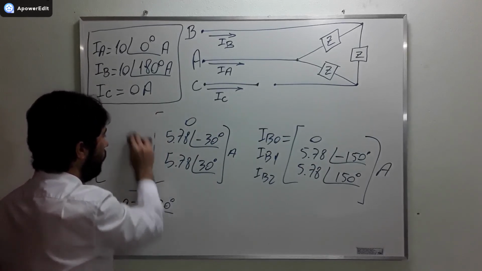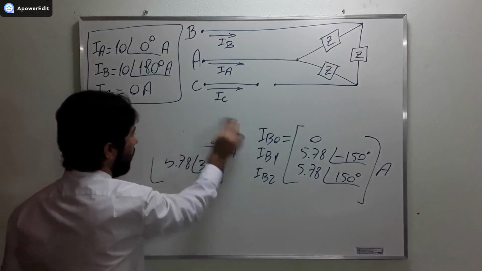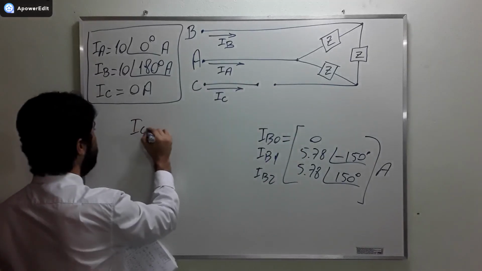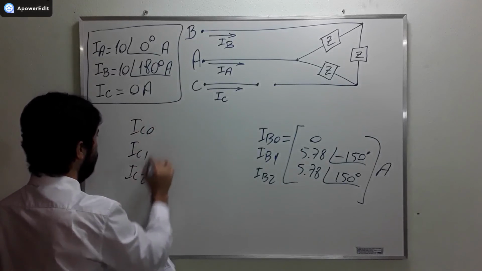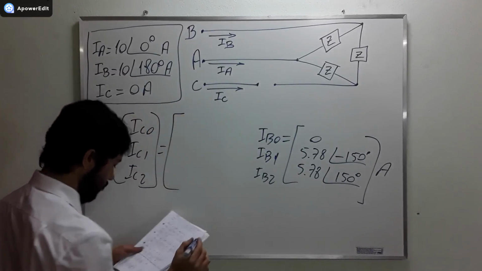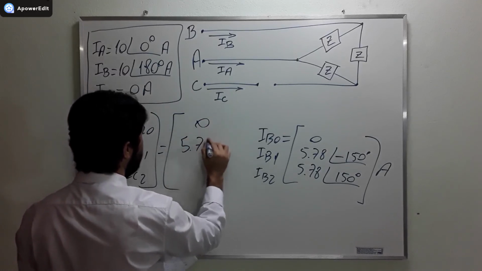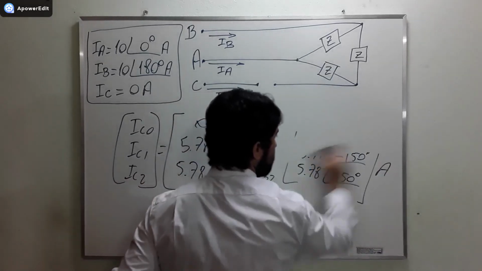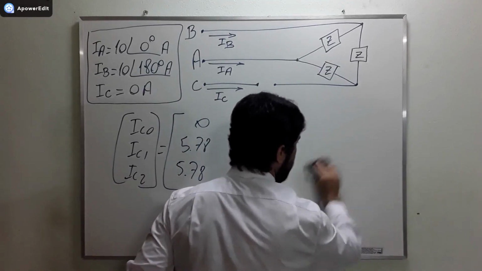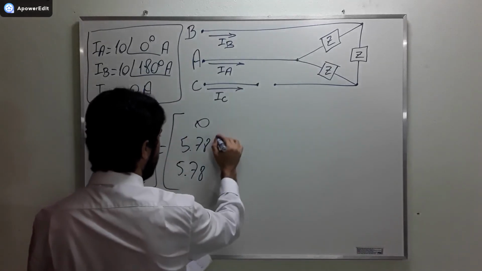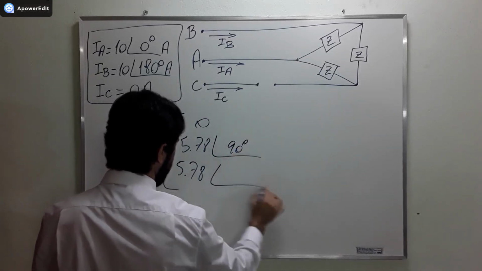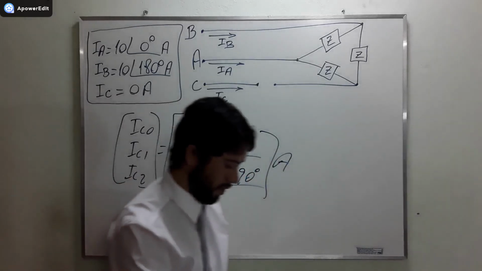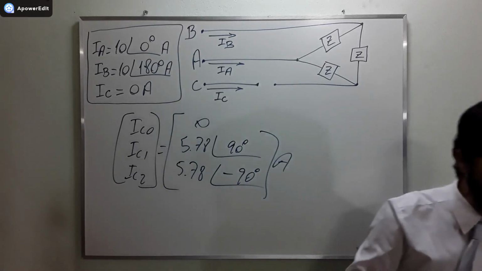Okay, now the last thing that we need to calculate is phase C. So phase C will be equal to IC0, IC1, IC2, okay? They are going to be equal to 0, 5.78, 5.78, and then we need to find the phase. Here the phase is positive 90 degrees, and here the phase is negative 90 degrees, amperes. And then we found everything that the exercise demanded us to calculate.